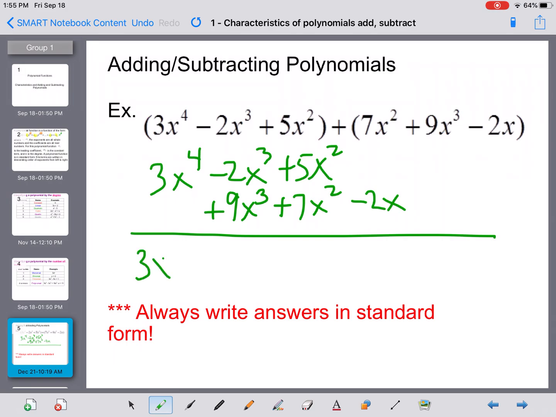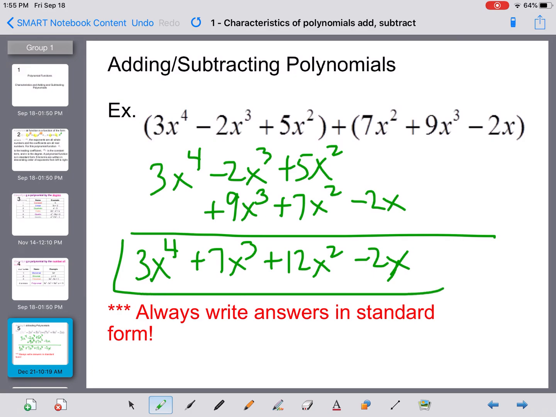So we can add vertically to say 3x to the 4th. These two are going to combine to be 7x to the 3rd. These two are going to combine to be 12x squared minus 2x. Okay, and we're in standard form just by the design of what we just did. And so that will be our final answer there.